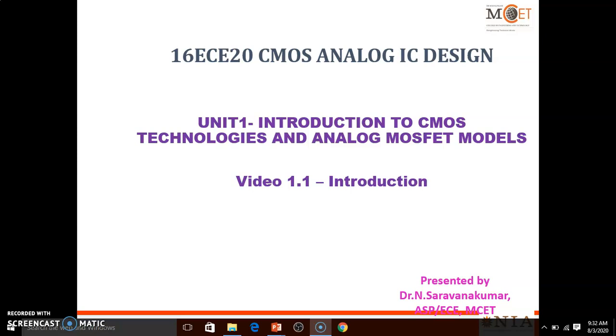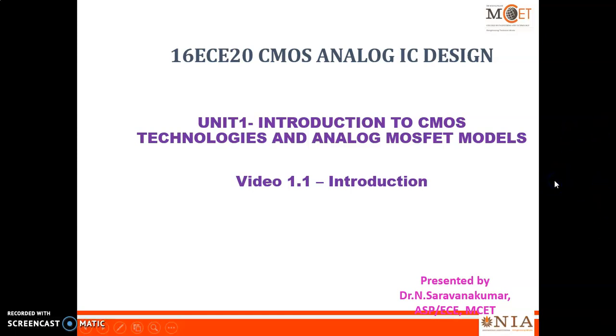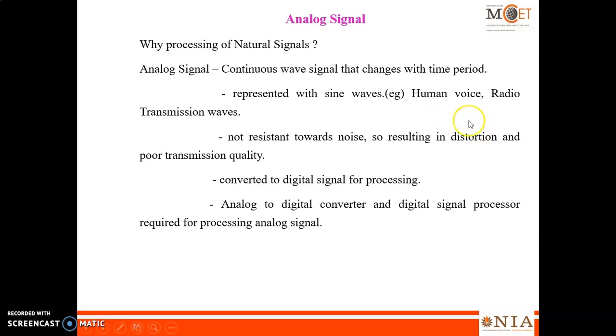So first I will start with the analog signal. What is meant by an analog signal? I already told you that it is a continuous signal which varies with respect to time. Normally, you represent an analog signal by means of sine waves. A good example of a naturally occurring analog signal is your voice signal. But you can't transmit the analog signal as it is.